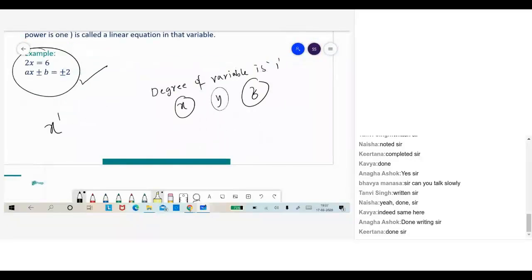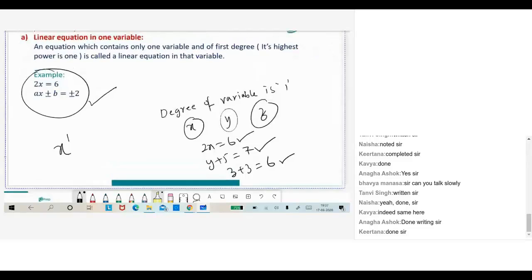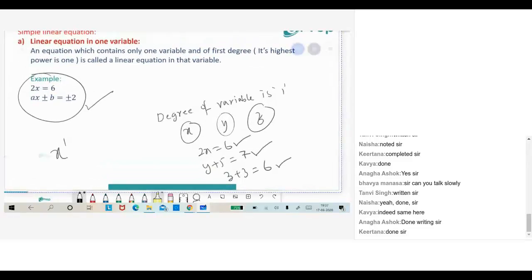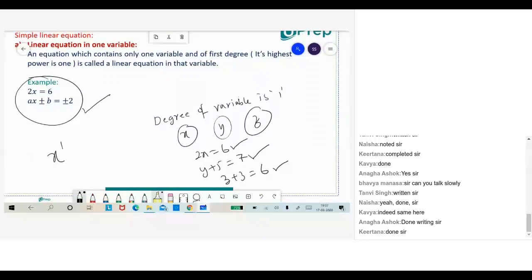We can take an example. The above examples, 2x is equal to 6, or y plus 5 is equal to 7, or z plus 3 is equal to 6. All these are linear equations in one variable, because in this you have one variable x, in this one variable y, in this one variable z. Any doubts? Yeah, so let me continue.